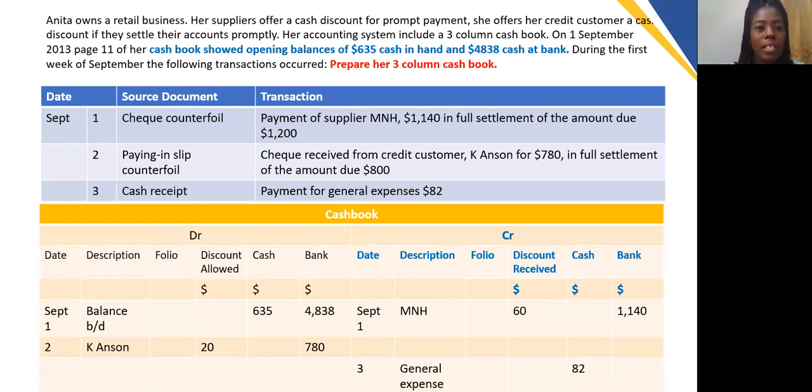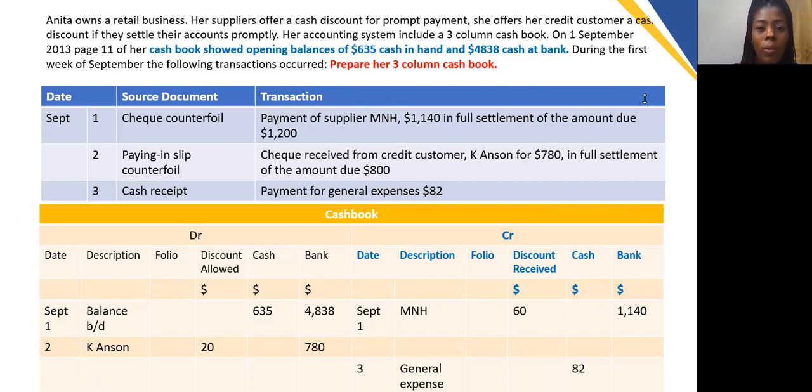Anita owns a retail business. Her suppliers offer a cash discount for prompt payment. She also offers her credit customers a cash discount if they settle their accounts promptly. Her accounting system includes a three-column cash book. On September 1st, 2013, page 11 of our cash book showed opening balance of 635 cash in hand, 438 cash at bank. During the first week of September, the following transactions occurred. Prepare her three-column cash book.